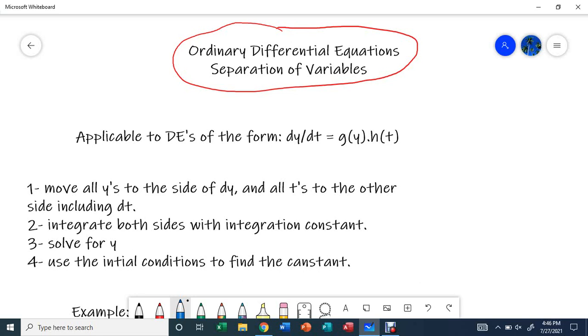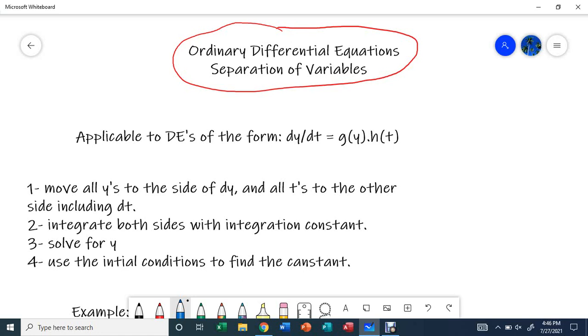In today's video I'm going to show you how to use the method of separation of variables to solve first order ordinary differential equations. And this method is applicable to differential equations of the form dy over dt equals g of y times h of t. So g of y is some expression with y, and h of t is some expression involving t.